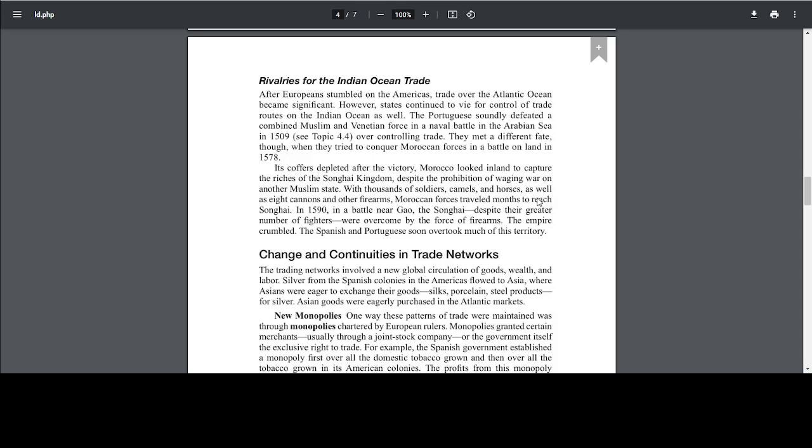They met a different fate, though, when they tried to conquer Moroccan forces in a battle on land in 1578. Its coffers depleted after the victory, Morocco looked inland to capture the riches of the Songhai kingdom. Despite the prohibition of waging war on another Muslim state, with thousands of soldiers, camels, and horses, as well as 8 cannons and other firearms, Moroccan forces traveled months to reach Songhai. In 1590, in a battle near Gao, the Songhai, despite their greater number of fighters, were overcome by the force of firearms. The empire crumbled. The Spanish and Portuguese soon overtook much of this territory.